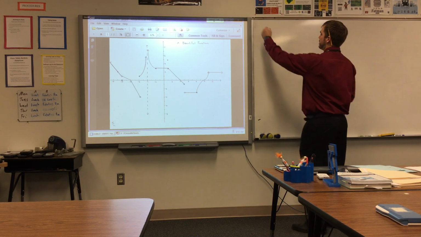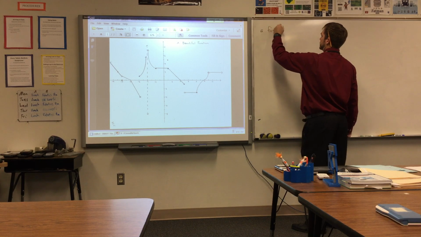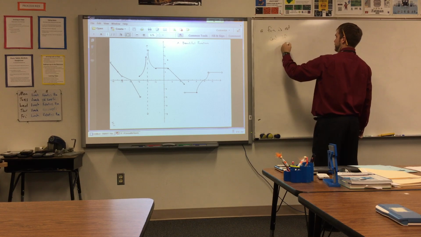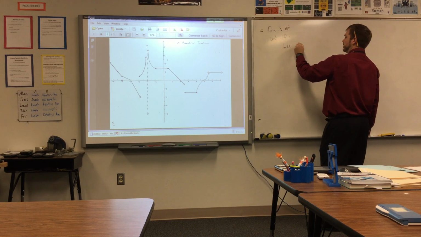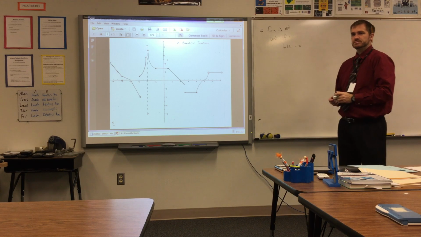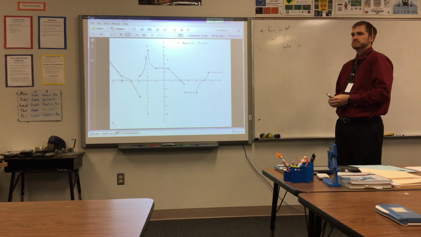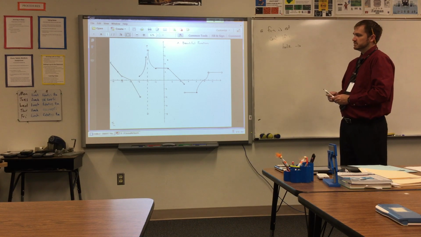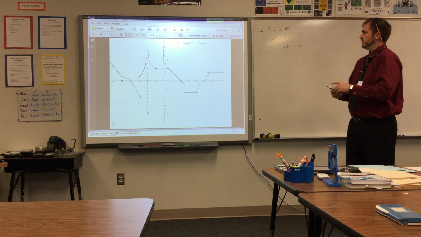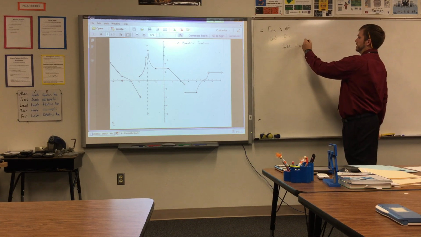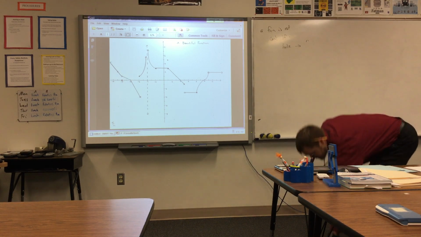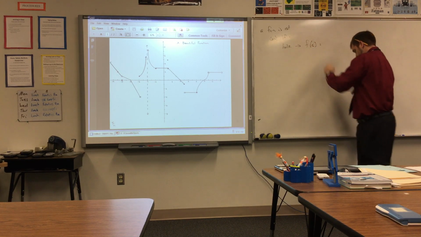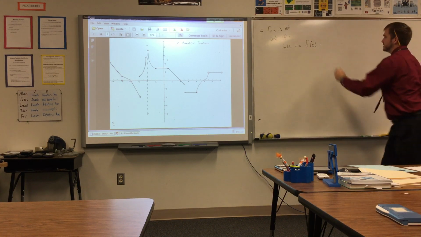So a function is not continuous if there's a hole. How would you put that mathematically? Would it be like if f of a does not exist? Okay, yeah, like f of a does not exist.